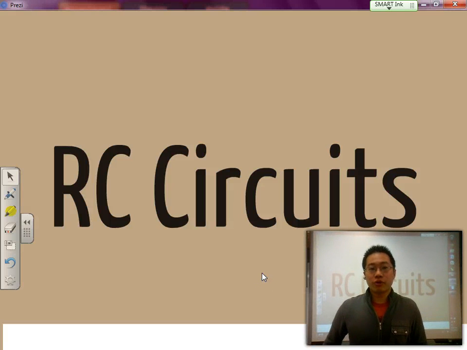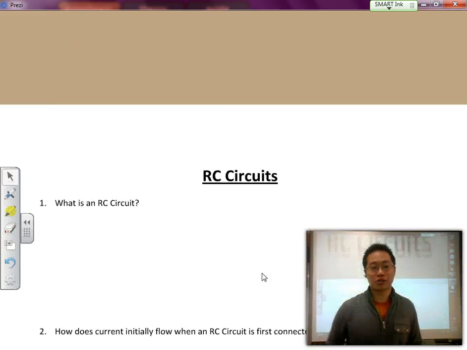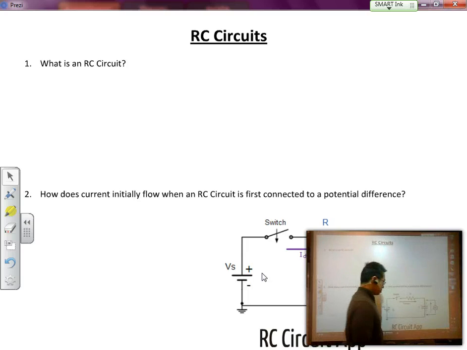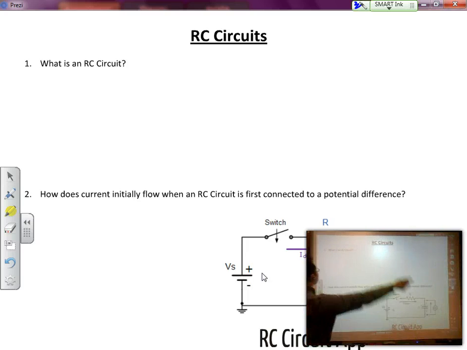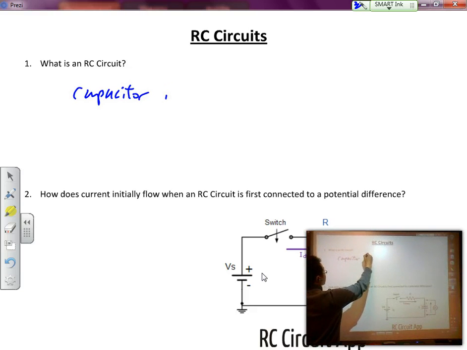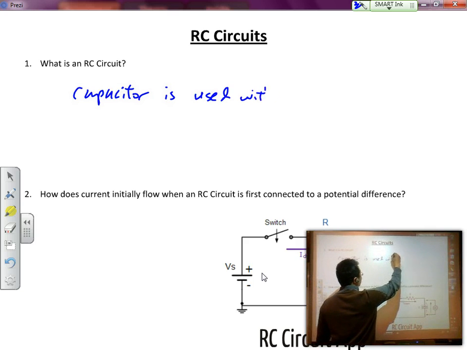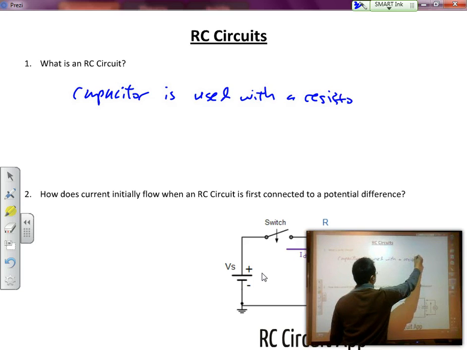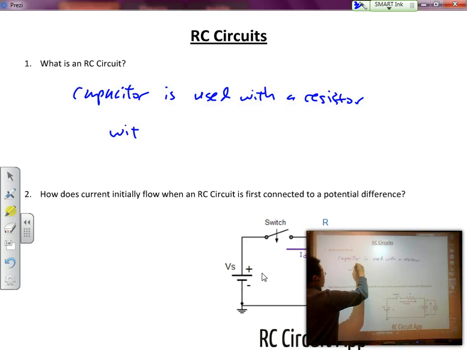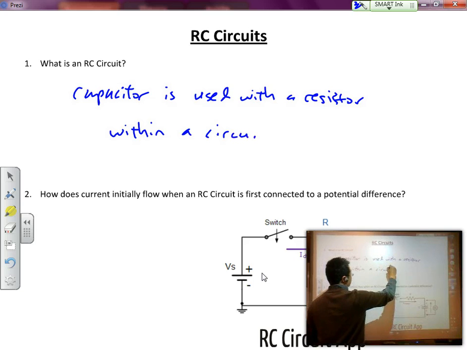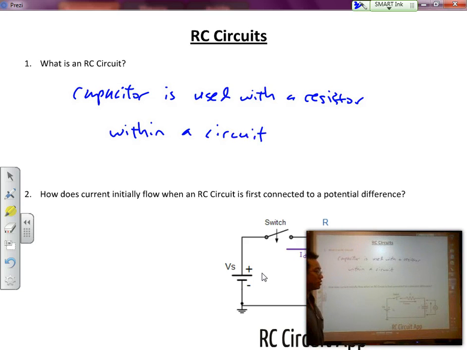We've previously spoken about capacitors in the electrostatics unit, but now we're going to talk about capacitors in RC circuits, or resistor capacitor combination circuits. Basically, an RC circuit is just a capacitor used with a resistor within a circuit. It's simply a combination of R and C together.